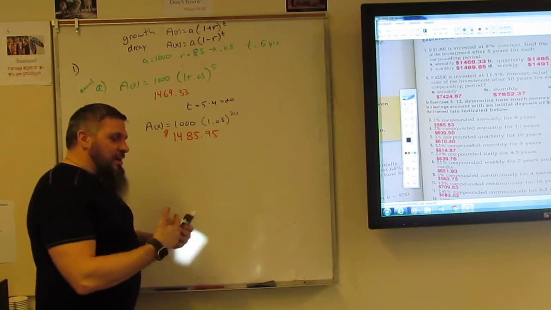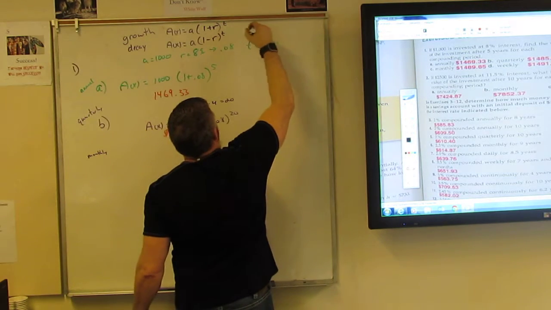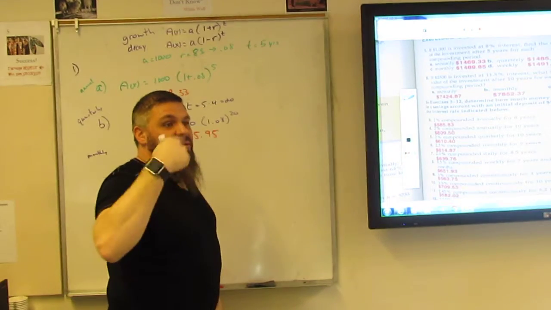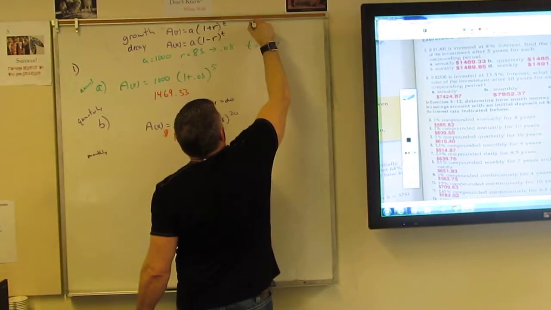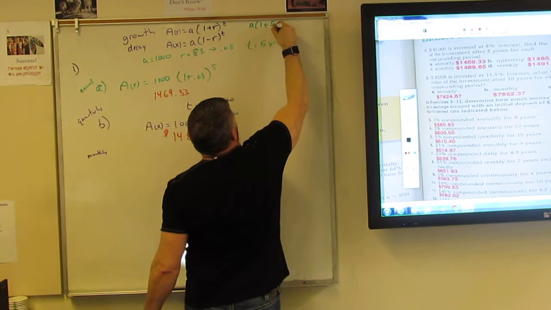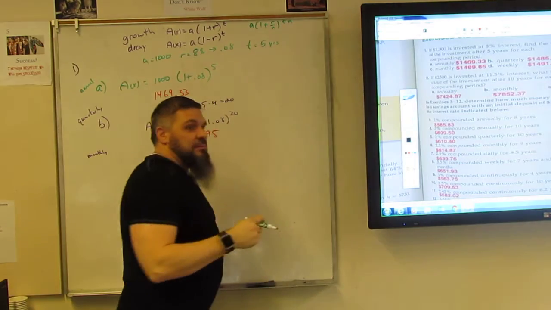So what I did wrong here is I forgot the formula. When you change this to monthly or quarterly or something, it's not just a simple R. The formula is A times 1 plus R over N, to the power of T times N.